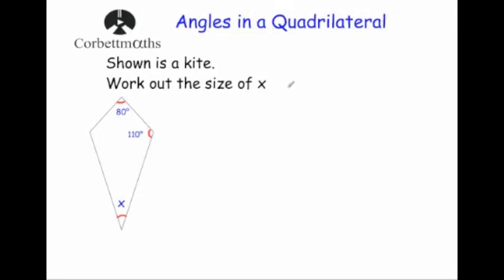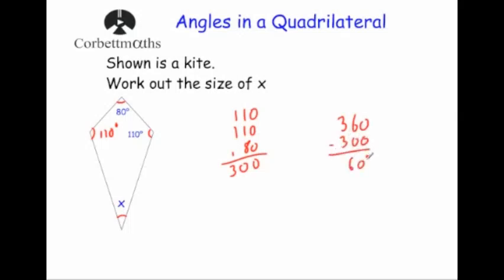So we've been given the angle on the right hand side to be 110 degrees. As the kite's got a line of symmetry, the angle on the left will also be 110 degrees. And now we just need to work out x. Now all four angles will add together to give you 360. So if we add together the 110, the 110 and the 80, that will give us 300 degrees. And so that means that x is going to be 60, because we're going to take the 300 away from 360, and that leaves us 60 degrees.